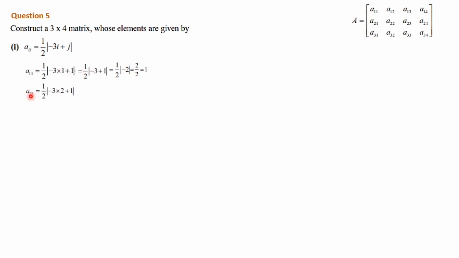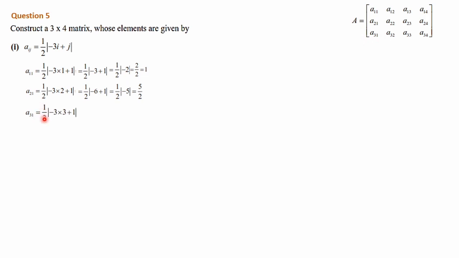Then A21 we are calculating. This is the element. i is 2, j is 1. So modulus of minus 3 into 2 plus 1, substituted. Then minus 3 into 2 is minus 6 plus 1 inside the modulus. So 1 by 2 into modulus of minus 6 plus 1. Minus 6 plus 1 is minus 5. Modulus of minus 5 by 2. Modulus of minus 5 is 5. 5 by 2.